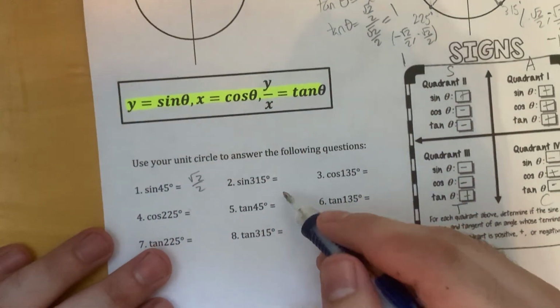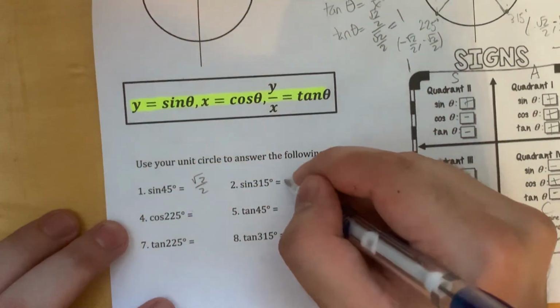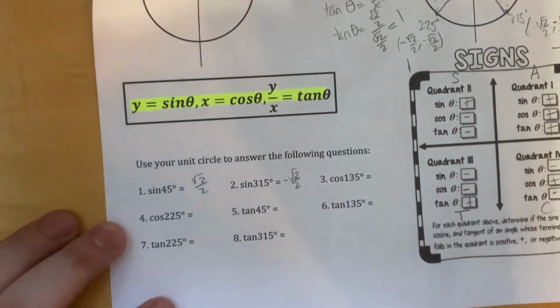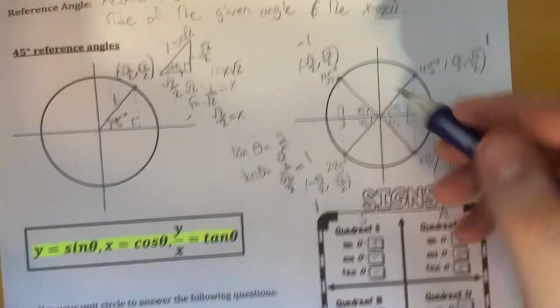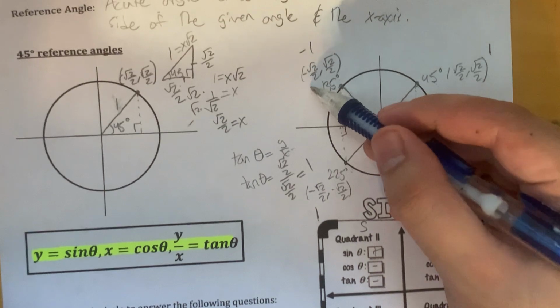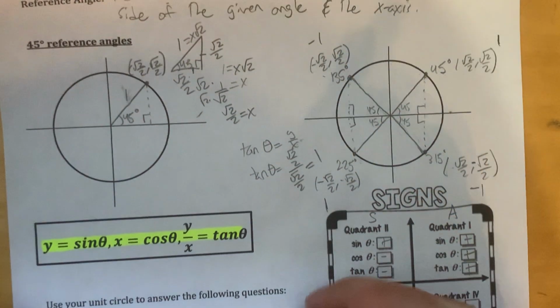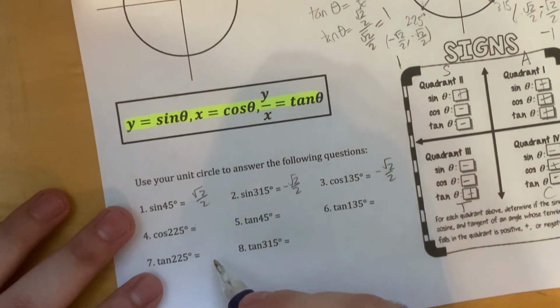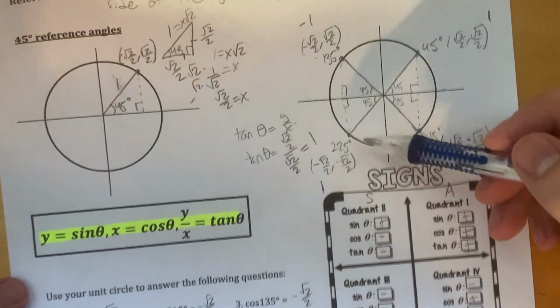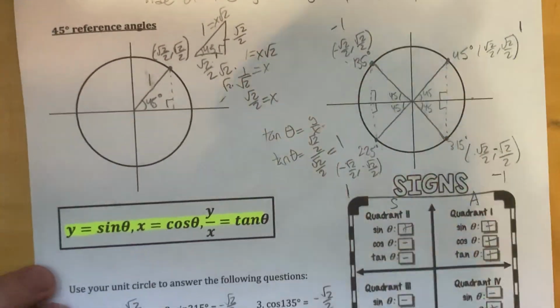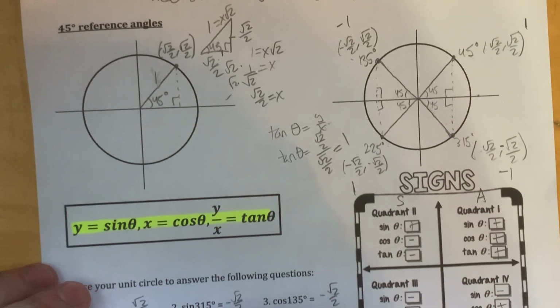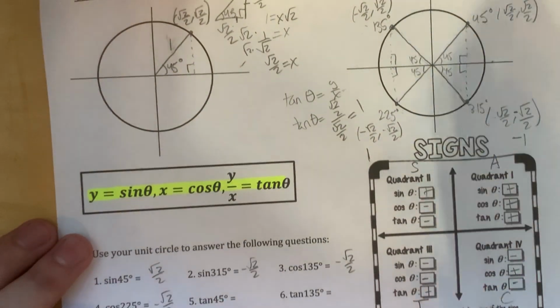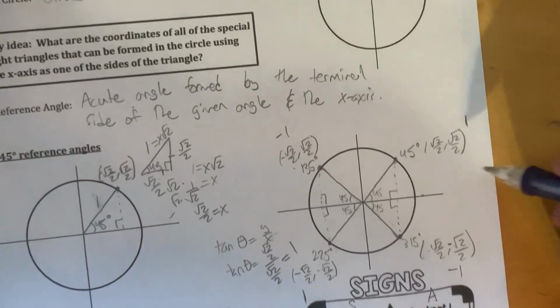So sine of 315 degrees would be negative root 2 over 2. What about cosine of 135? Well, if we look here, cosine of 135, the x value, is negative as well, negative root 2 over 2. Cosine of 225, we already did it. It's right here. It's negative because they're both negative, so we're good to go. Tangent of 45 degrees, positive 1.